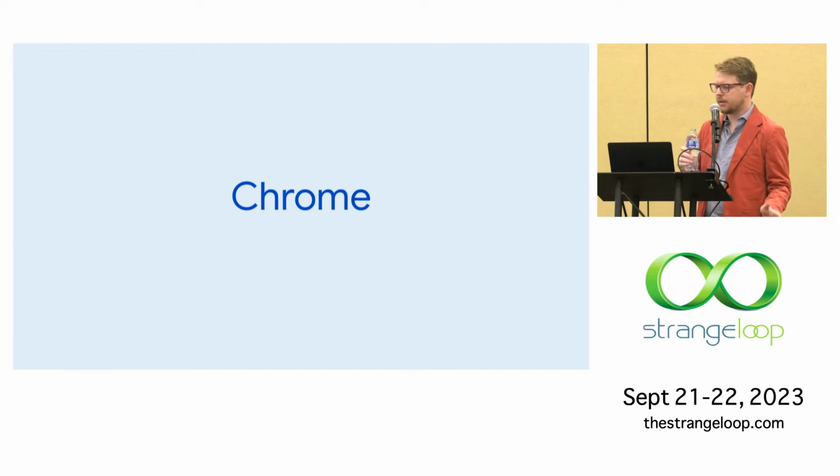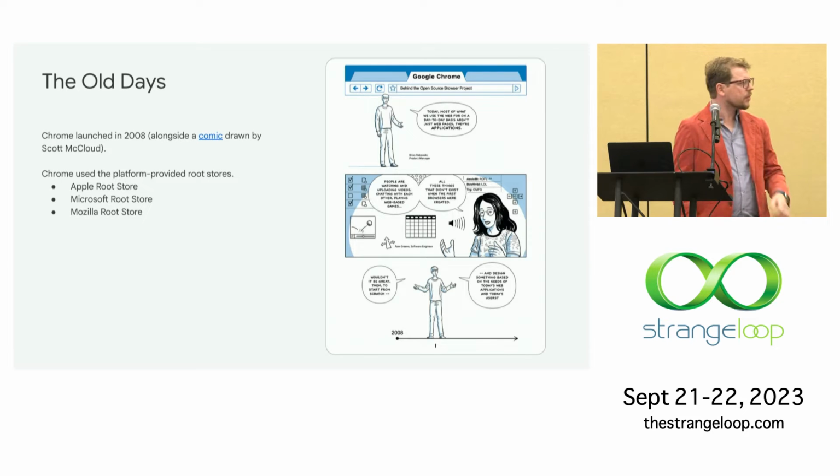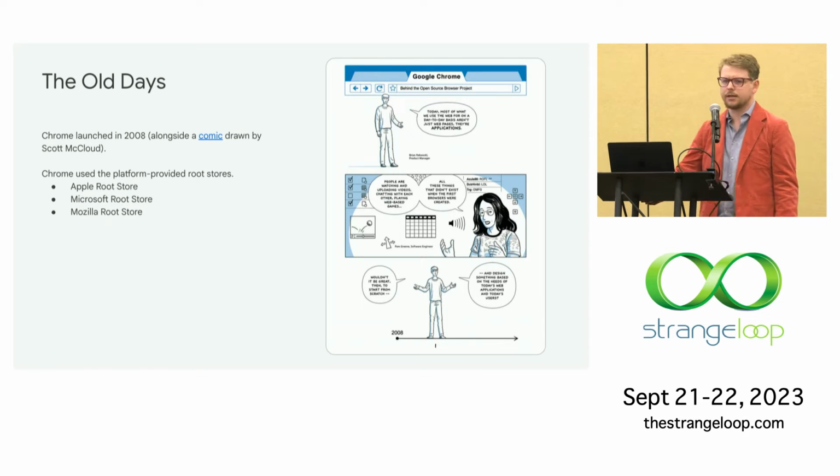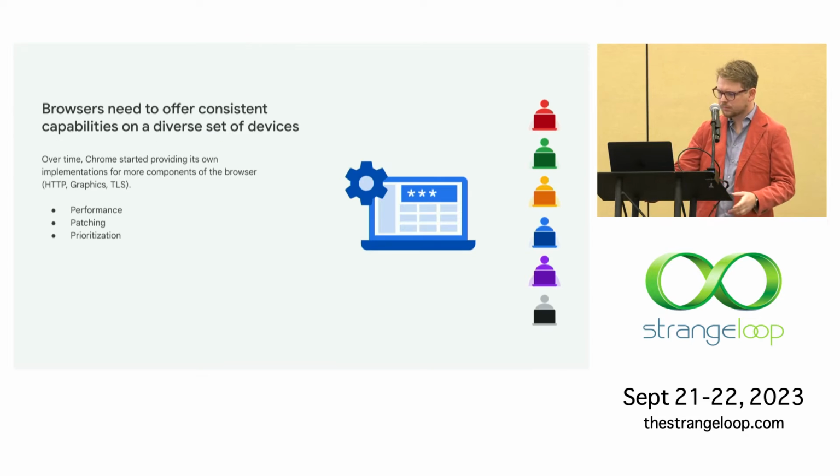So I'm going to pivot for a moment and talk about Chrome. Chrome launched in 2008. At the time, it used the platform-provided root stores. In fact, it only launched on Windows, so it used way more than just the Windows root store. It used the Windows HTTP library, it used the Windows TLS library. The inter-process communication was basically just passing HWNDs all around.